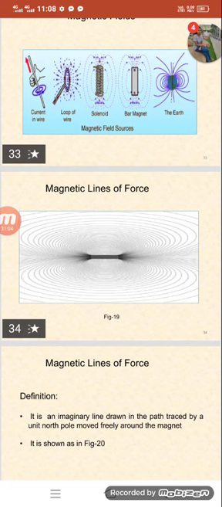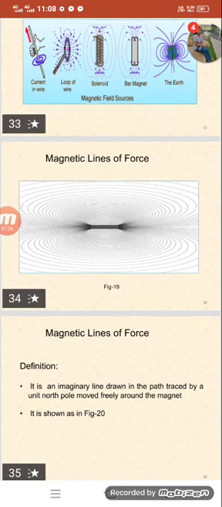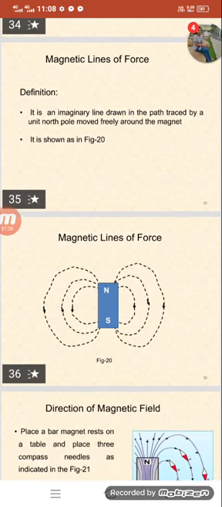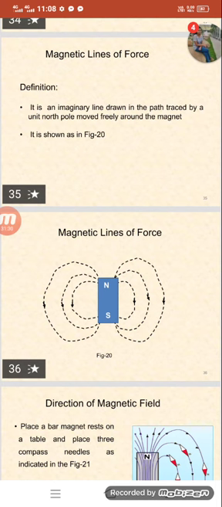In the case of one magnet, we keep moving one unit north pole around that magnet. Whatever path is traced by this unit north pole, we indicate by an imaginary line. That is called the magnetic lines of force. So here we are seeing one magnet.